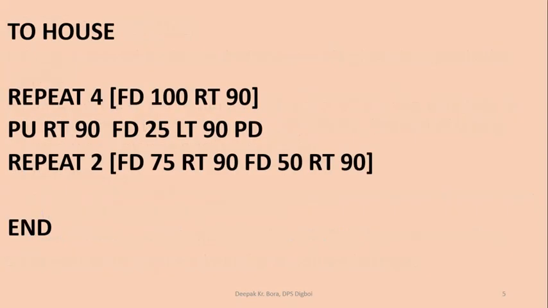Let us start with the procedure name house. The first part, to house, is the title. After that, repeat 4 FD100 RT90, PU RT90 FD25. This part is the body part. The next is the end part of the procedure. Now let us see practically how we can write the procedure in logo.